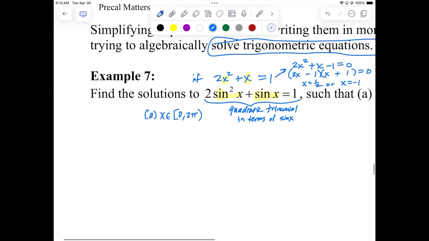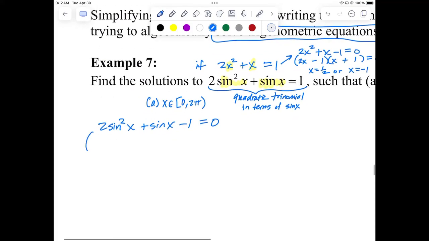So let's come over here. I'm going to bring everything to one side. I get 2 sine squared of x plus sine of x minus 1 equals 0. And then we're going to double bubble factor it. Instead of 2x minus 1, it's 2 sine of x minus 1. Instead of x plus 1, it's sine of x plus 1.